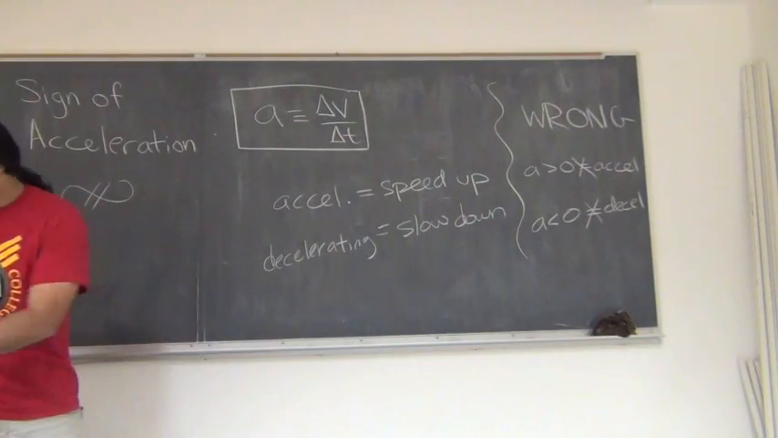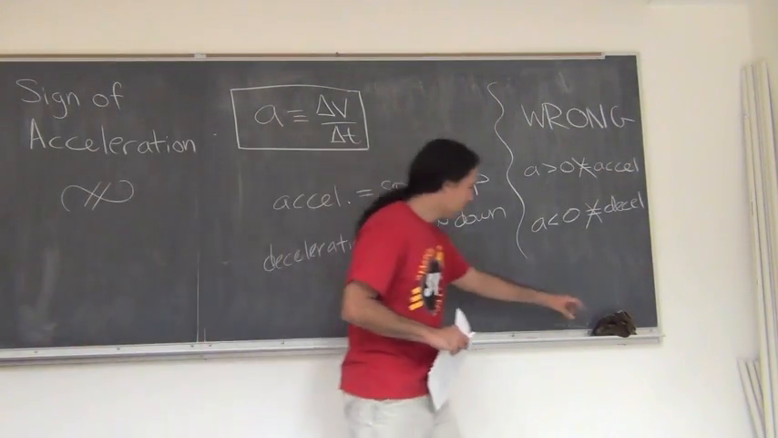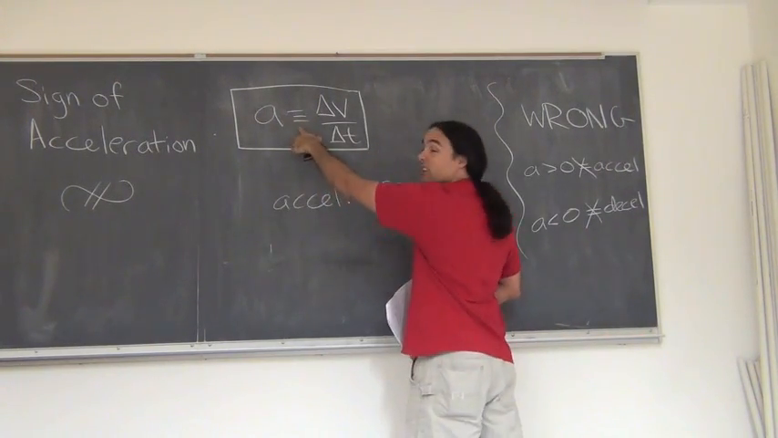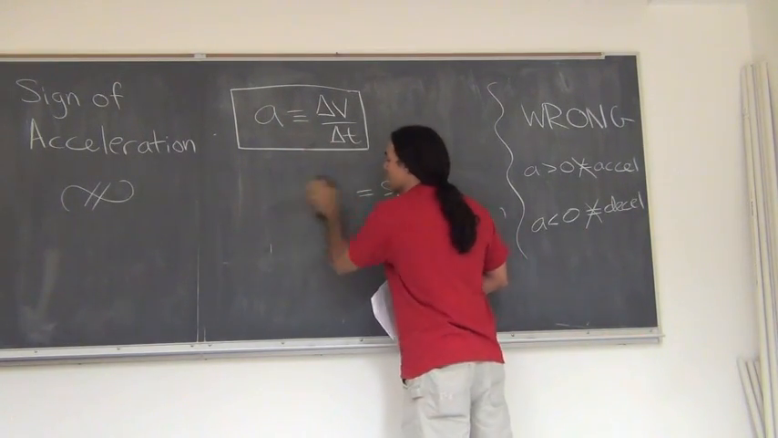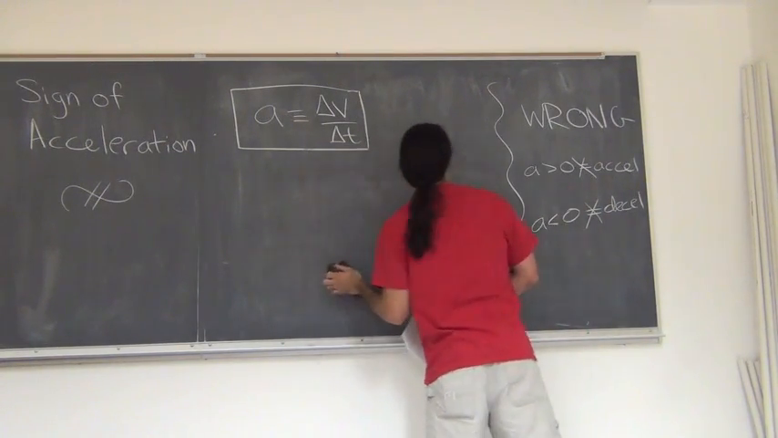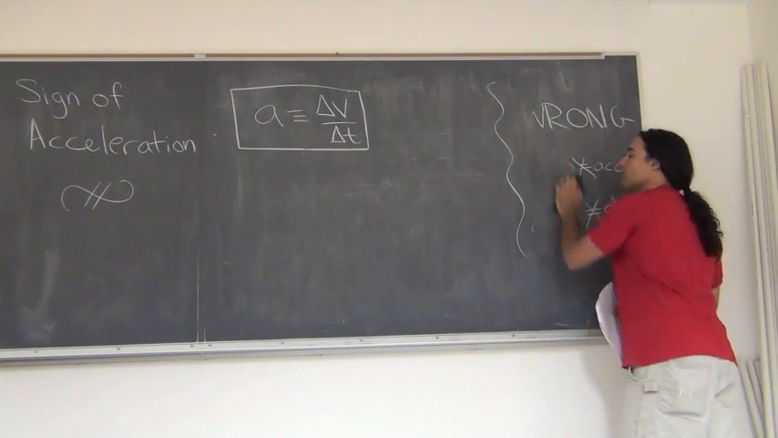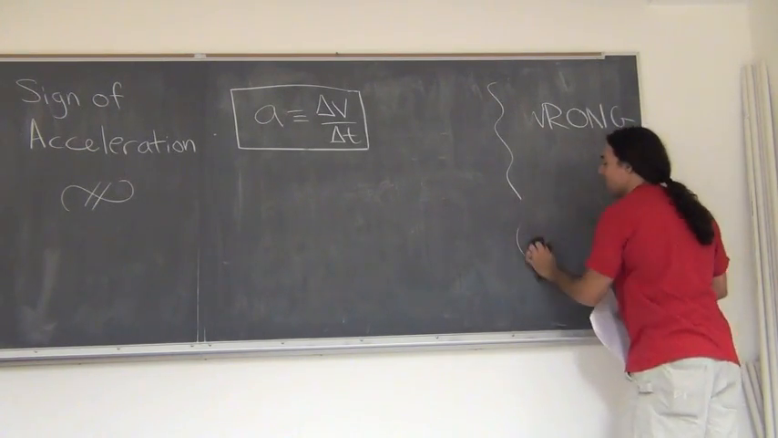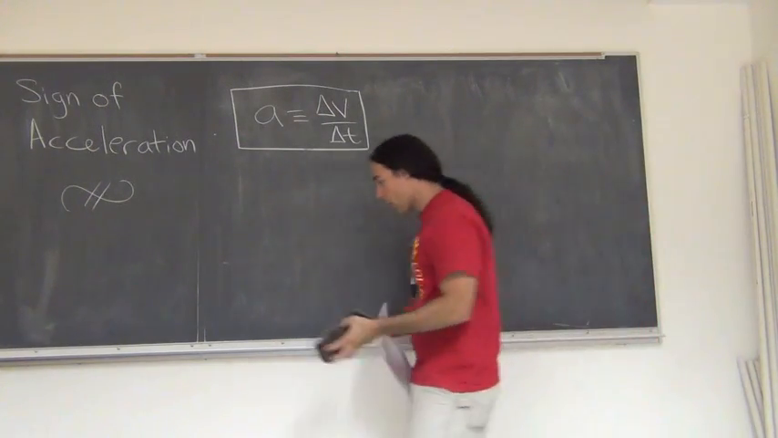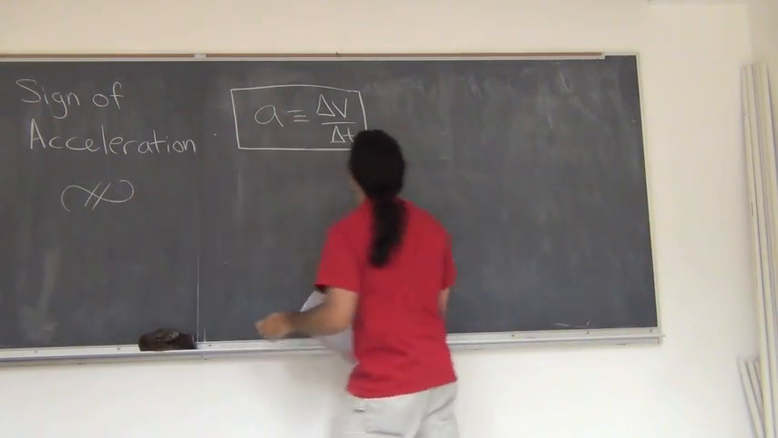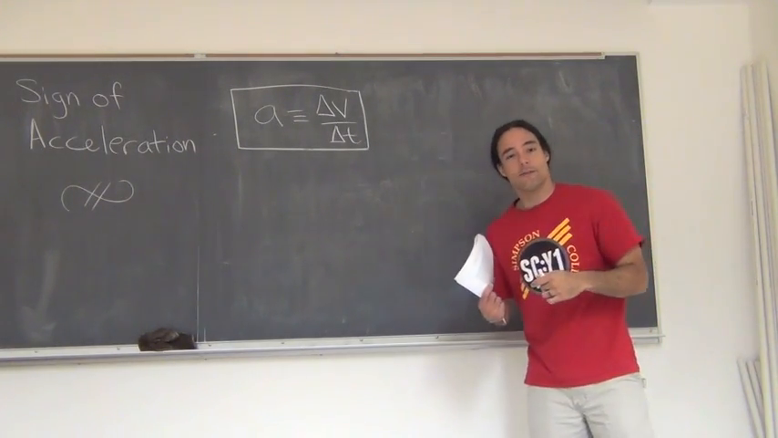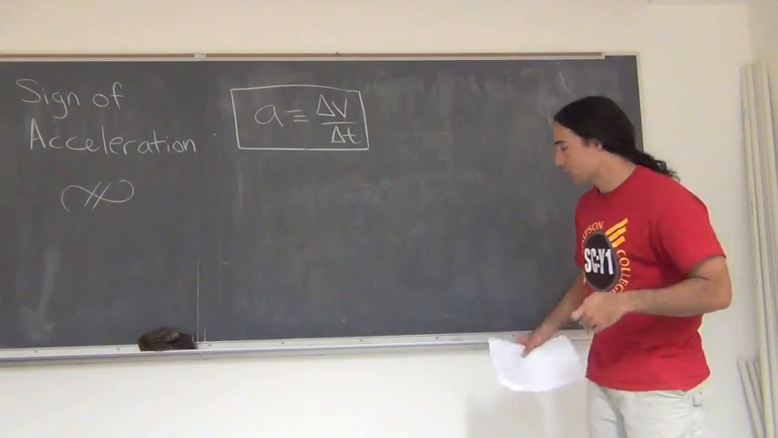The way to see this is to go back to our definition. You can tell this is a definition because I have 3 equal signs. That means it's defined to be true. Now, if we keep that definition, we can see why decelerating does not necessarily mean that you have a negative acceleration. Let's do a counterexample to that.